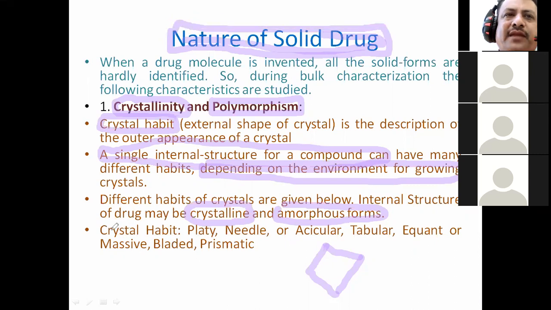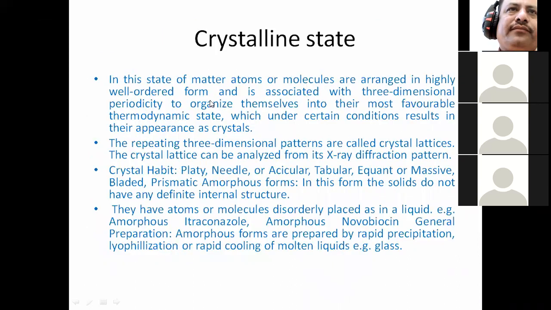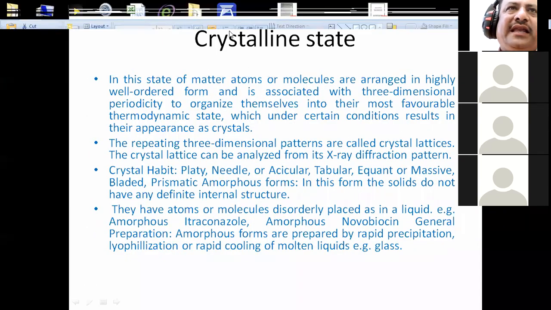So firstly, crystal habits can be of various types. For example, we have platy, then needle or acicular, then tabular, then equant or massive, bladed, or prismatic. So these are some examples of the crystal habits in which a drug compound can occur. Now coming towards the crystalline state in detail.